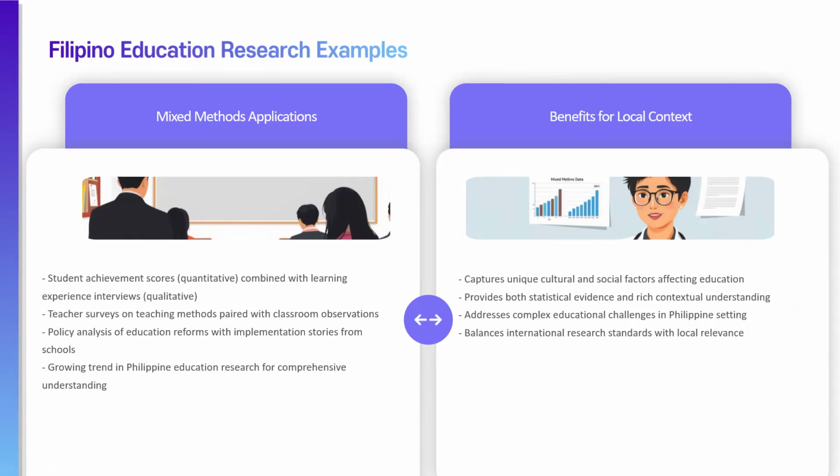Example 2. You are studying teaching methods in public schools. Quantitative. Survey teachers about which methods they use and how often. Qualitative. Observe classrooms to see how teachers actually implement these methods. Together, you discover if what teachers say they do matches what they actually do, and you understand the constraints they face.